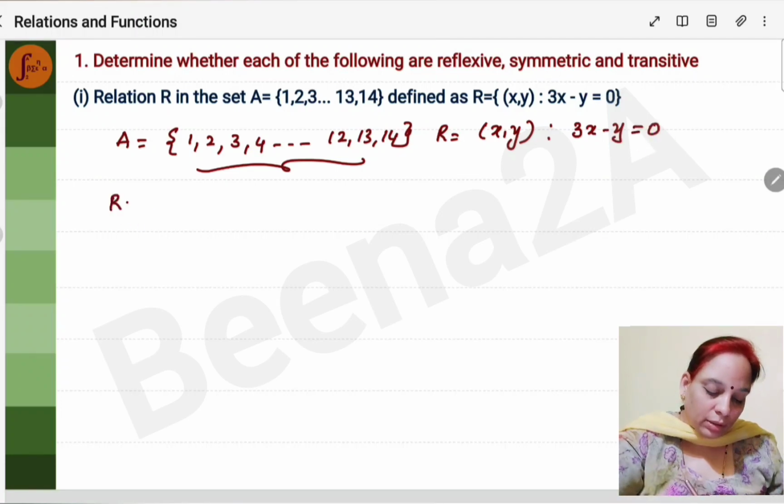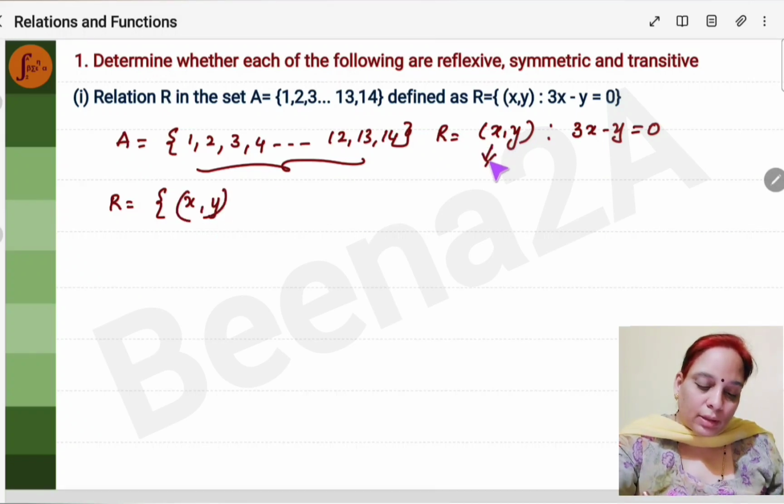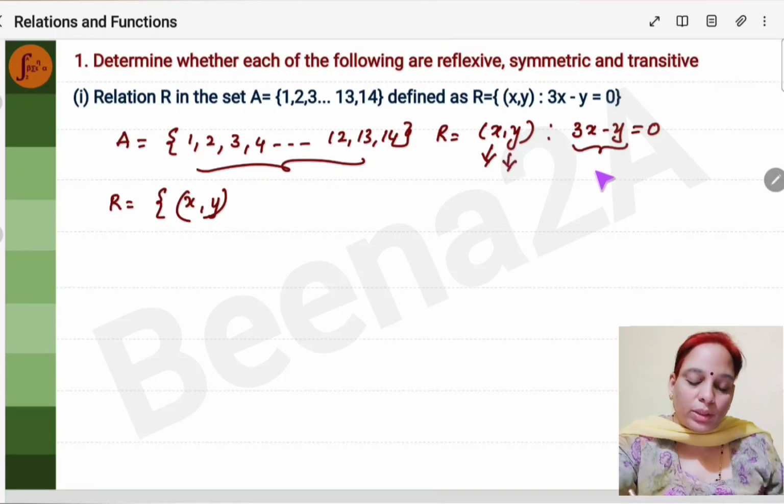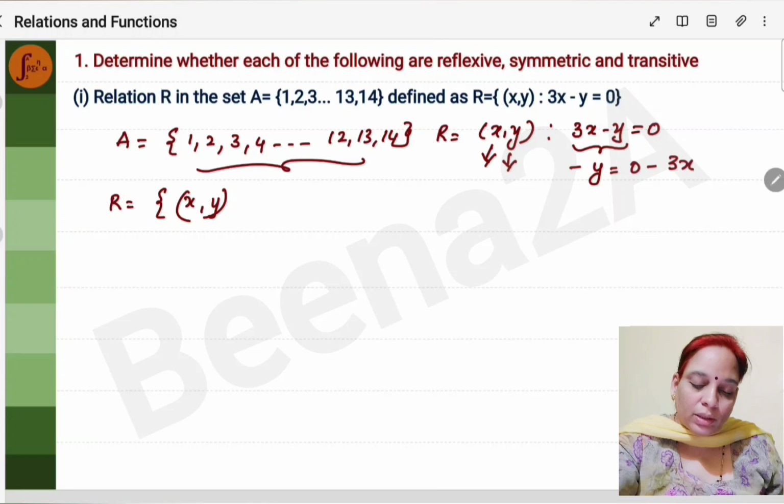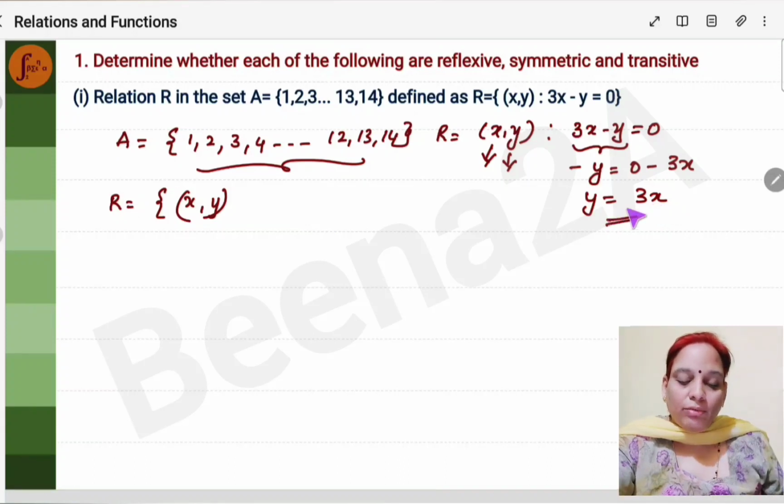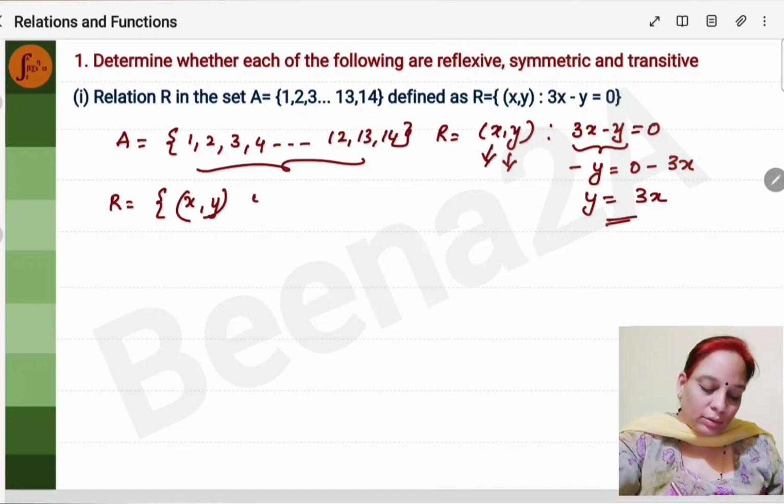This means R is equal to (x, y). I can take x from this set A. What will be y? y is given by this particular equation. So what does this mean? Minus y is equal to 0 minus 3x. Therefore, y is equal to 3x. So this is the value of y. Basically, y is 3 times x.